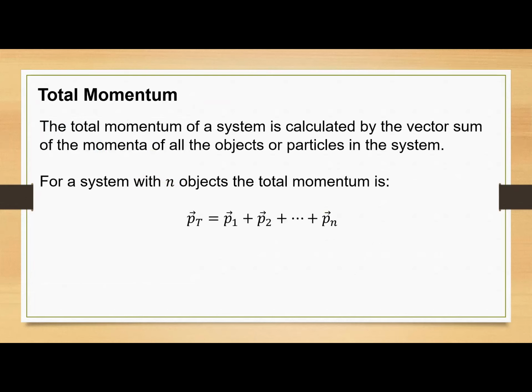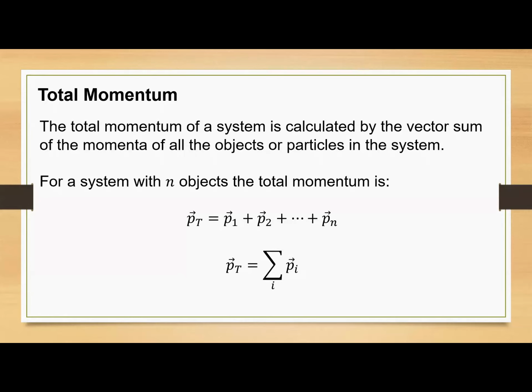So what about the total momentum? What if we have more than one object in a system? How would we find the total momentum? The total momentum of a system is calculated by the vector sum of the momenta of all the objects or particles in the system. So if you have a system with n objects, then the total momentum P total is equal to P1 plus P2 plus P3 on and on till plus Pn.